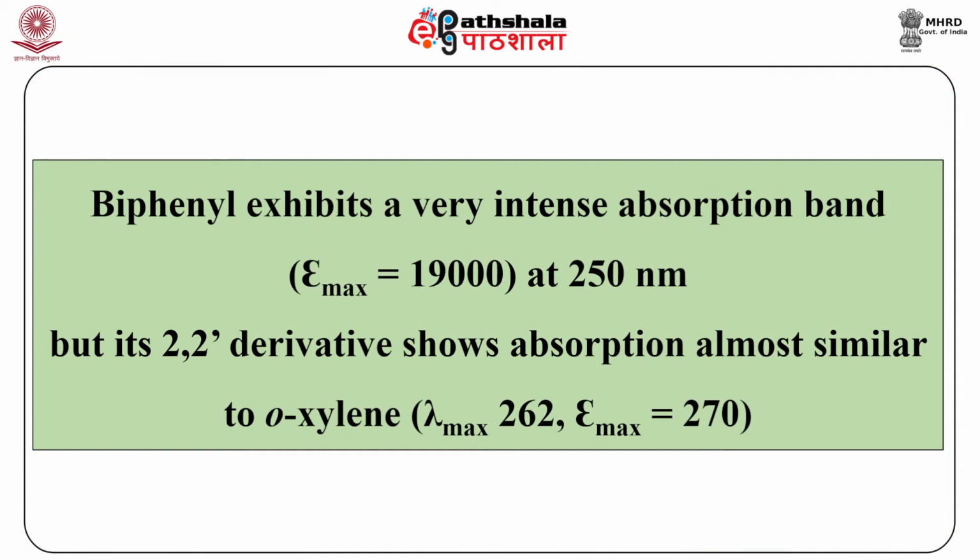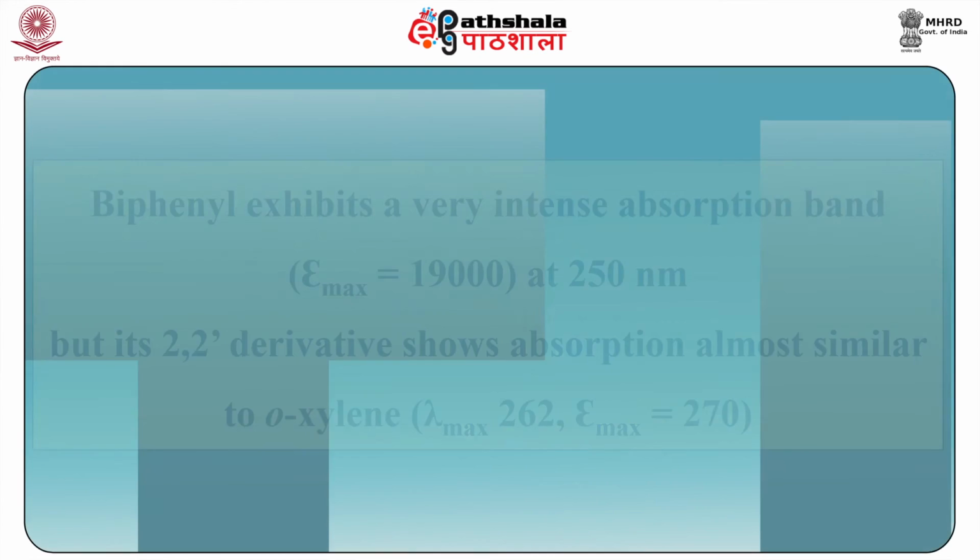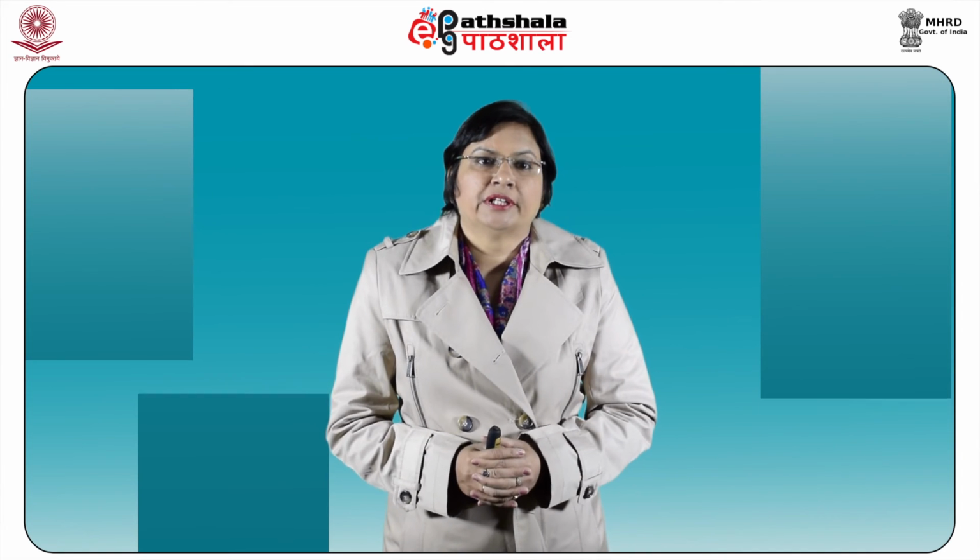The question is, biphenyl exhibits a very intense absorption band, epsilon max 19,000 at 250 nm, but its 2,2'-dimethyl derivative shows absorption almost similar to orthoxylene, that is lambda max 262 and epsilon max 270. Now, how will you explain this? The explanation goes like this.